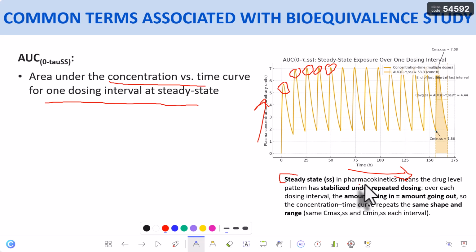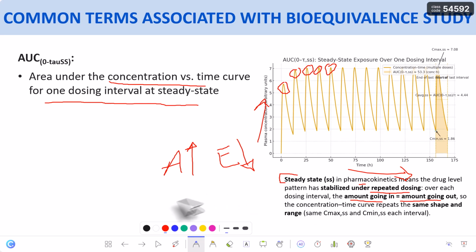In pharmacokinetics, the drug level pattern has stabilized under repeated dosing, and over each dosing interval the amount going in is equal to the amount going out. This is an ideal situation because, like absorption, there is also going to be excretion at the end, right? So absorption is helping to increase the concentration, and excretion is going to decrease the concentration of a drug in the systemic circulation.